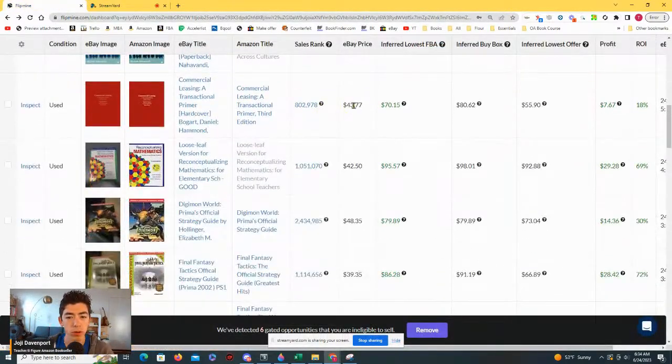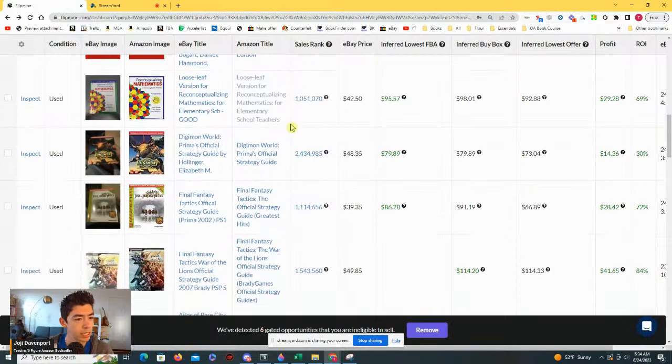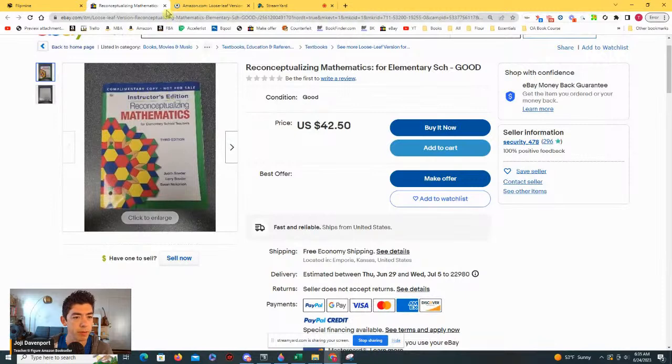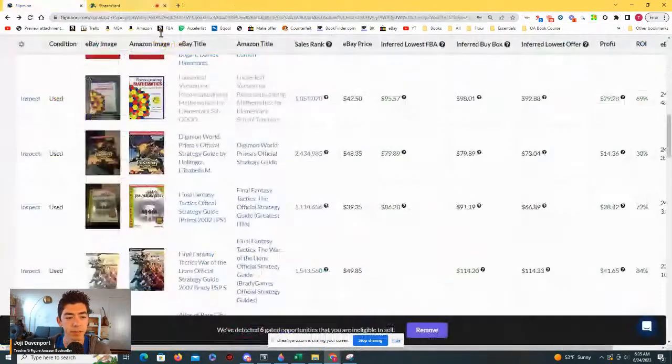So really what I'm looking for is a difference in price between the eBay price and the infer lowest offer. And again, these are all best offer enabled. So the idea is that potentially we can send an offer on a book that's maybe just slightly below value, below the Amazon price, and then maybe we can snag a copy. So this says complimentary copy, not for resale. So we're gonna want to definitely not buy that book.